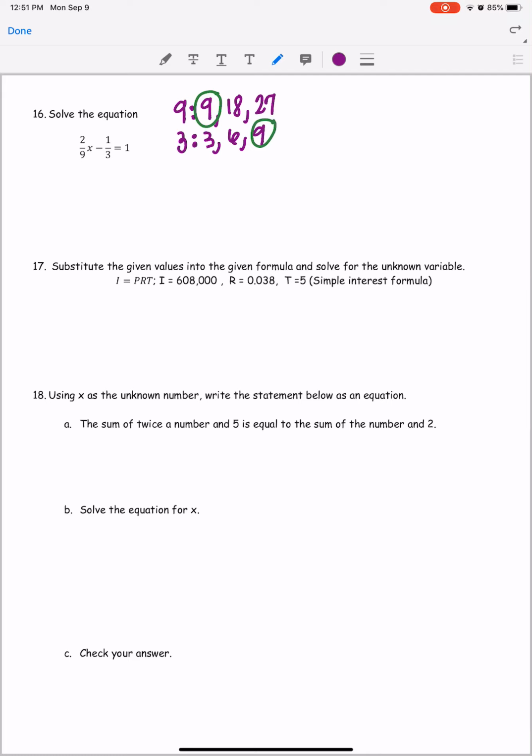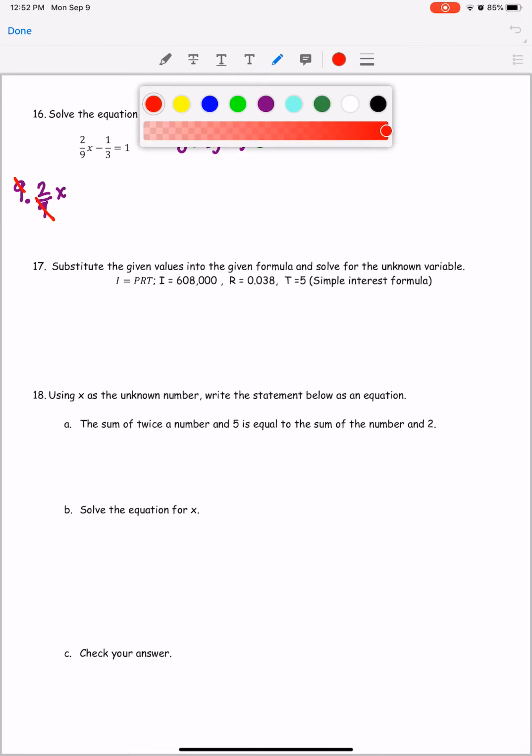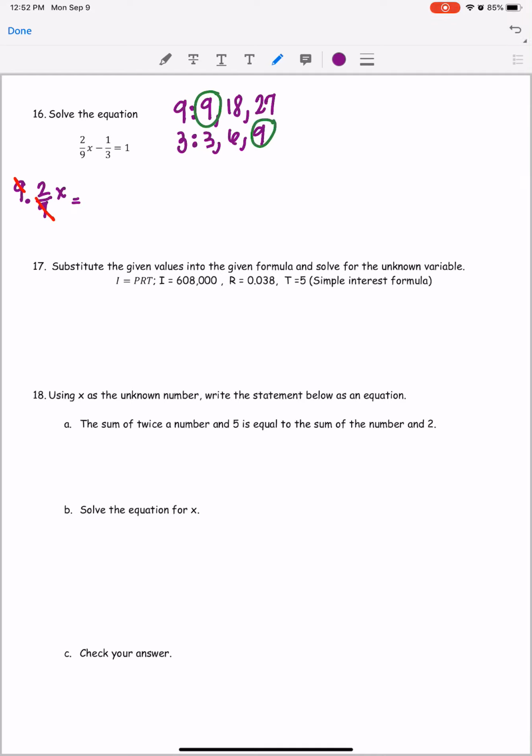Okay, so this first one here, we've got 9 times 2 over 9x. My 9's here cancel. And so now I'm just left with a 2x. So I'm going to rewrite this over here without any fractions. We've got 2x minus what?